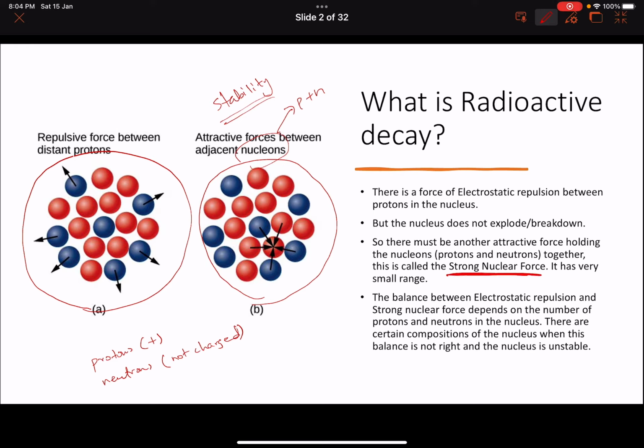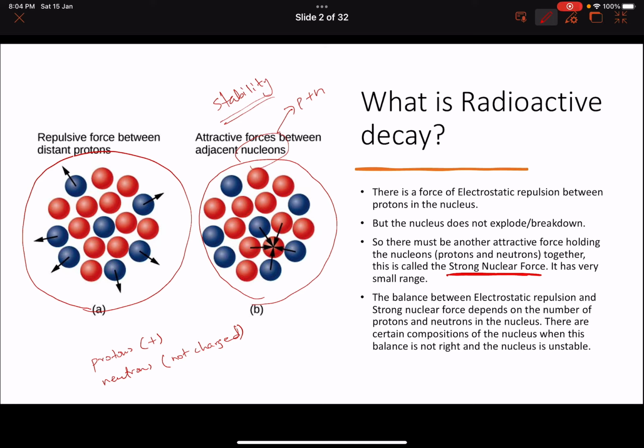This strong nuclear force is an attractive force, but this force has a very small range. If you look at the diagram B, you will see that the strong nuclear force not only exists between neutrons, but also exists between neutrons and protons, and also exists between two different protons. So every nucleon in the nucleus can attract each other, but it has a small range. So only the neighboring particles can attract each other, but the force is quite strong.